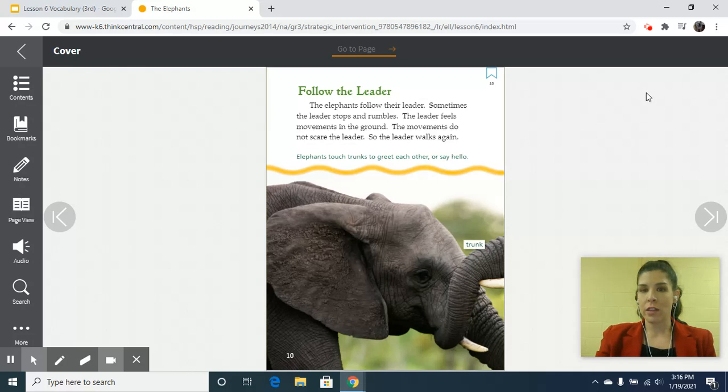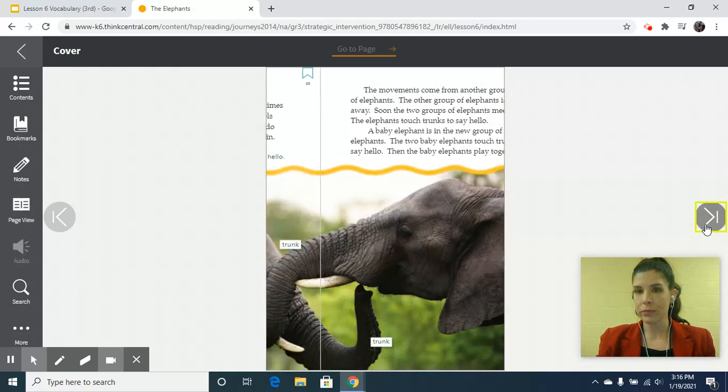So the elephants touch trunks to greet each other or say hello. Oh, that's really cool. So sometimes we might shake hands with someone, or we might hug someone or give them a kiss on the cheek if we're saying hello or greeting them. So the way elephants say hi to their friends is they use their trunks. Wow, their trunks are very helpful.